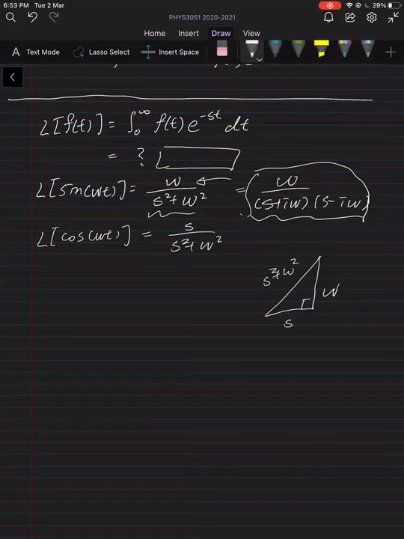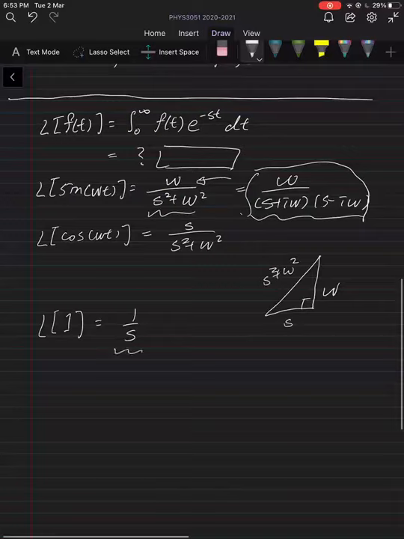Okay, but how do you explain this? The Laplace transform of 1 is 1 over s. So how can you use the same analogy to interpret the 1 over s here?